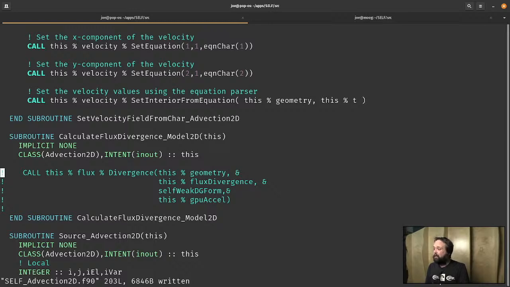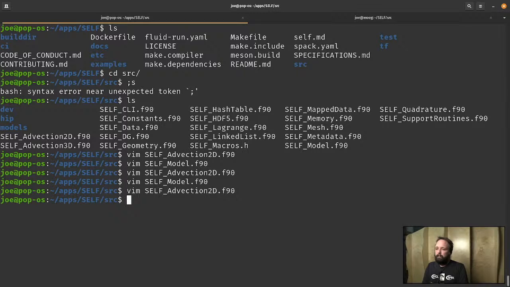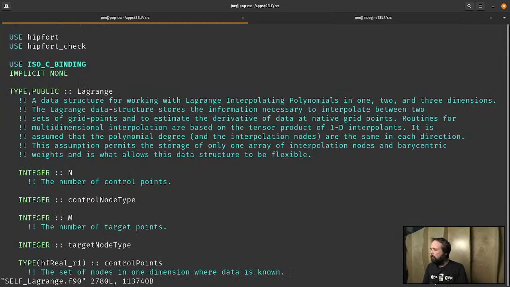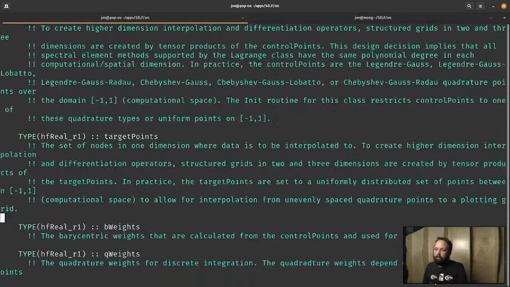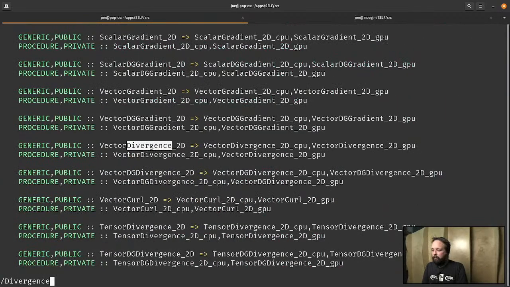I'm going to go into the interp class and grab out that flux divergence. As you get more familiar with the code, you'll start to see the naming conventions here, and you'll figure out where things are pretty quickly. I try to do my best to be very, very structured. So what we want is divergence. We want a vector divergence 2D. All right.